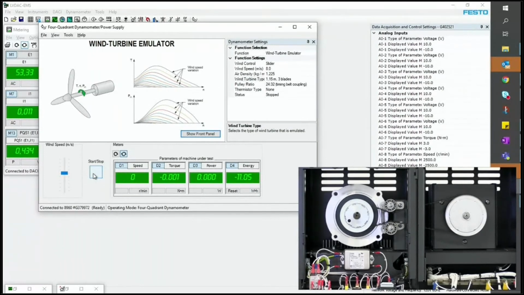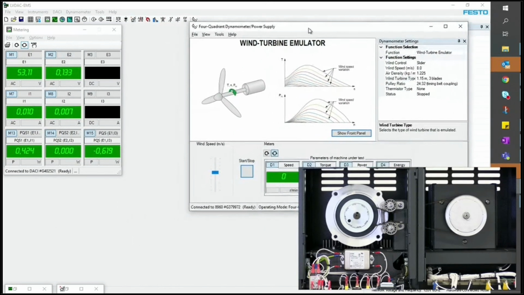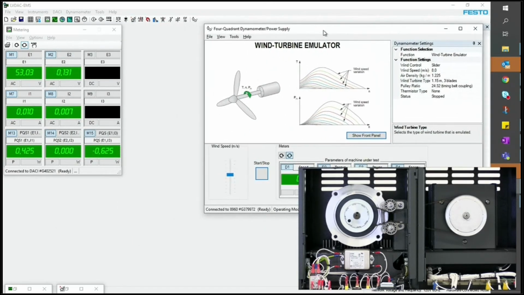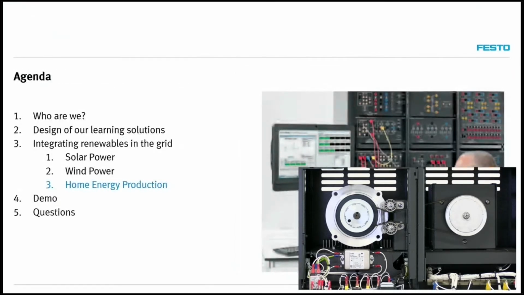Any questions, Gonzalo, before we dive into home energy production? No questions at the moment. We can get into the home energy production. Okay. So let's switch back to the PowerPoint then.